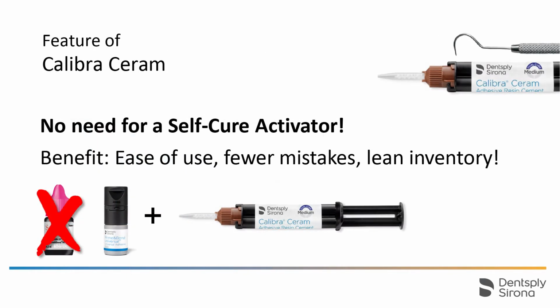If you already have some experience in the sale of restorative products, in particular adhesives and cements, then you are probably aware that, up to now, a third component was required for the application of dual-curing adhesive cements, namely the so-called self-cure activator. Thanks to their modern, innovative chemistry, this is no longer required for Calibra Ceram and Prime and Bond. The self-cure activator can be omitted, another customer benefit.